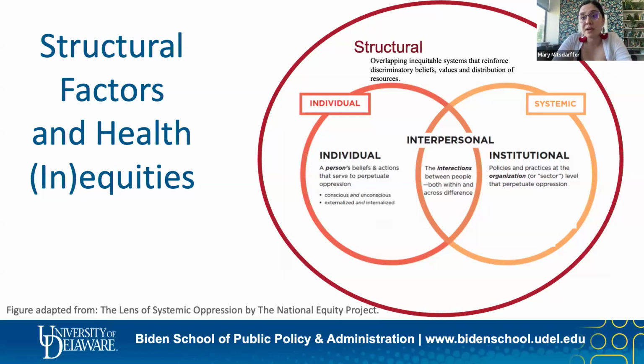It's how we treat one another, which I think so often when we think about inequities, we're focusing on the person level. But really, we need to think about these institutional as well as structural levels. I adapted this from the lens of systemic oppression from the National Equity Project. So they had structural down here, but I think of structural as overlapping everything. So when we talk about systemic factors, we're talking about policies an organization or an institution has in place. So that might be a policy where a private hospital will not see you without insurance.